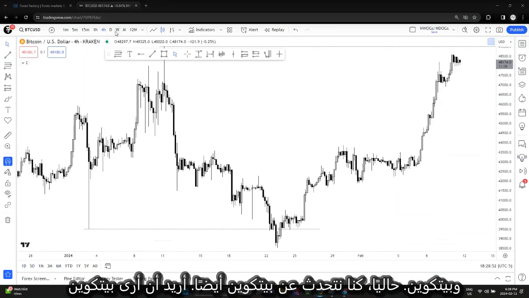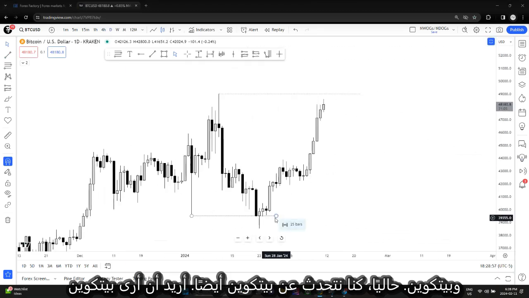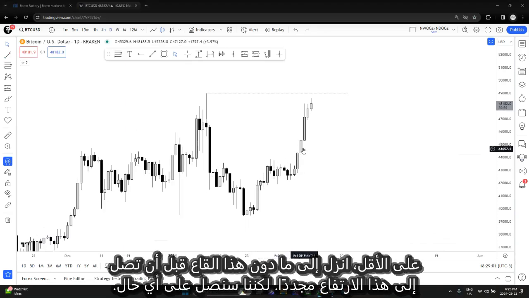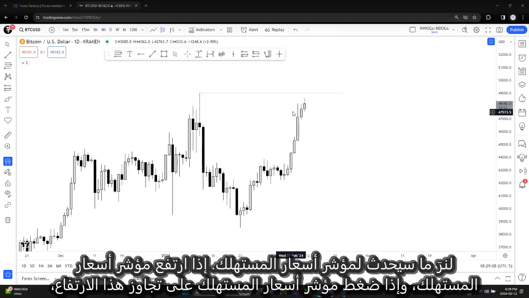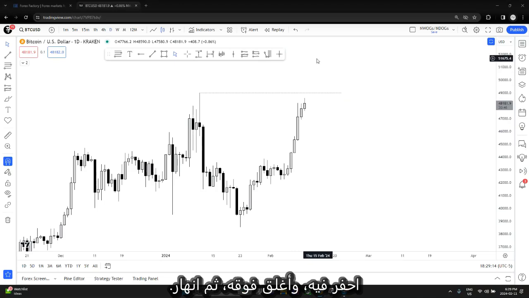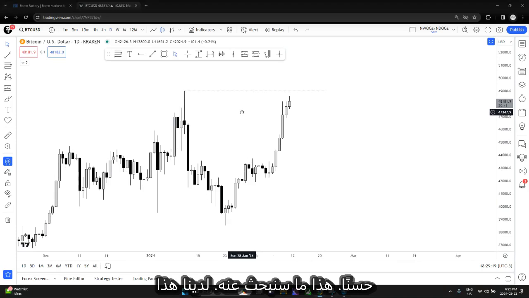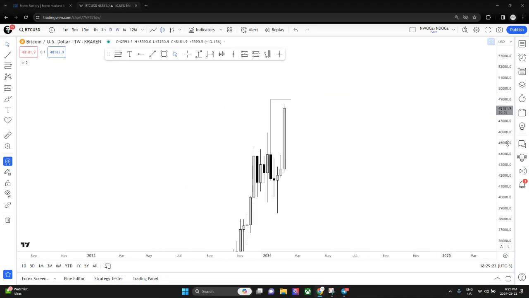And Bitcoin. So currently right now, yeah, we were wrong on Bitcoin as well. I wanted to see Bitcoin at least drop below this low before going for this high again. But we're there anyway. So we'll see what CPI does. If CPI allows price to run above this high, dig into it, close above it, and then break down. Right? So this is what we'll be looking for.